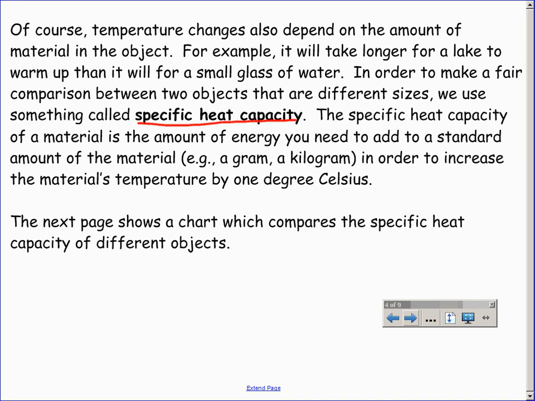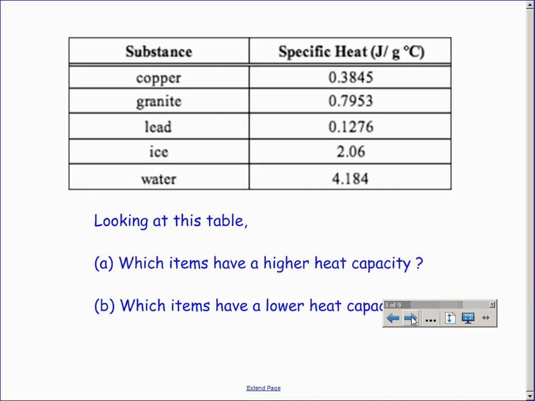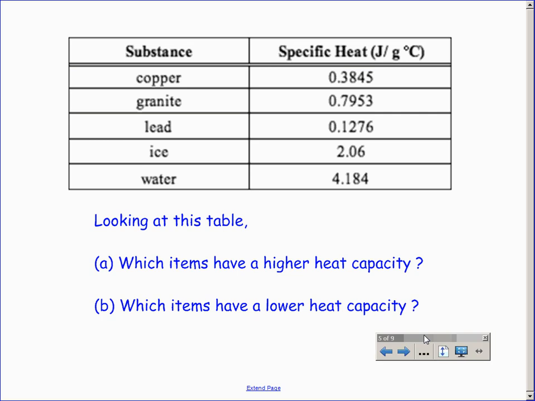The specific heat capacity of a material is the amount of energy you need to add to a standard amount of material, such as a gram or a kilogram, in order to increase the material's temperature by 1 degree Celsius. The next page shows a chart which compares the specific heat capacity of different objects: copper, granite, lead, ice, and water.